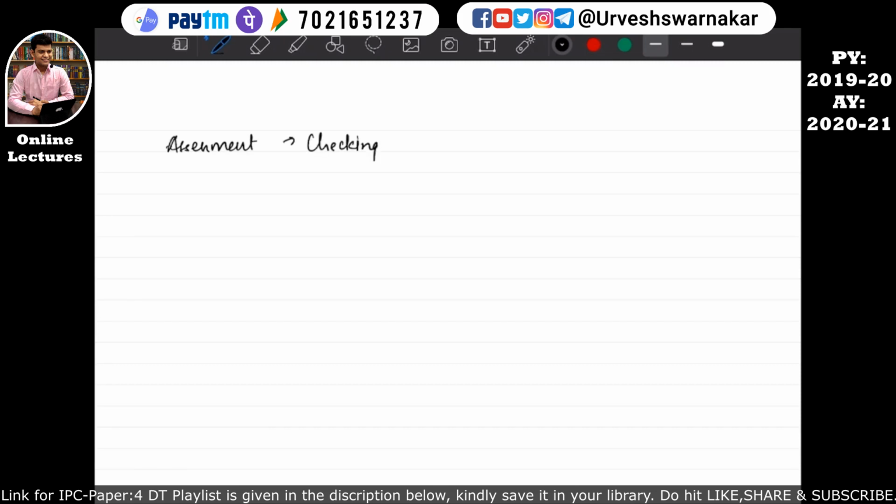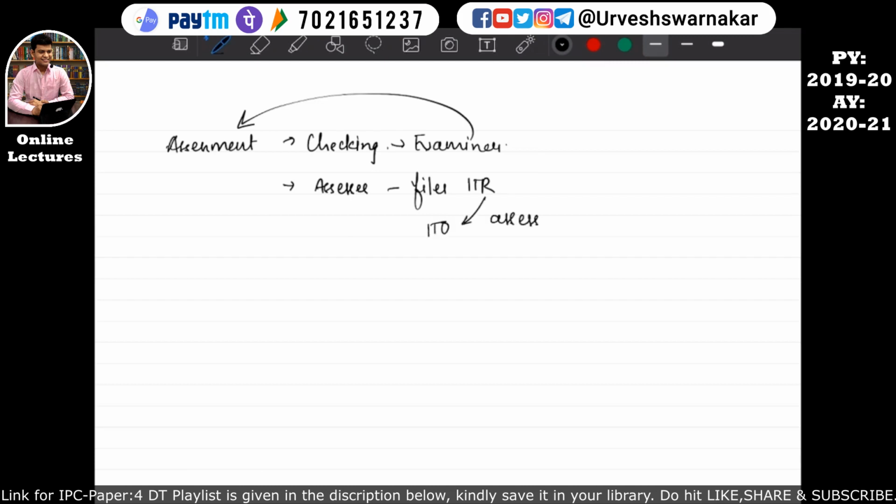So basically, let's understand in layman terms. You write the solution in your answer sheet, and the examiner assesses your answer sheet. Okay, so basically, the assessee files his income tax return, and the income tax officer assesses his ITR, that is income tax return, and checks whether he has calculated his income in a proper manner as per the Income Tax Act or not. I hope this is quite clear.